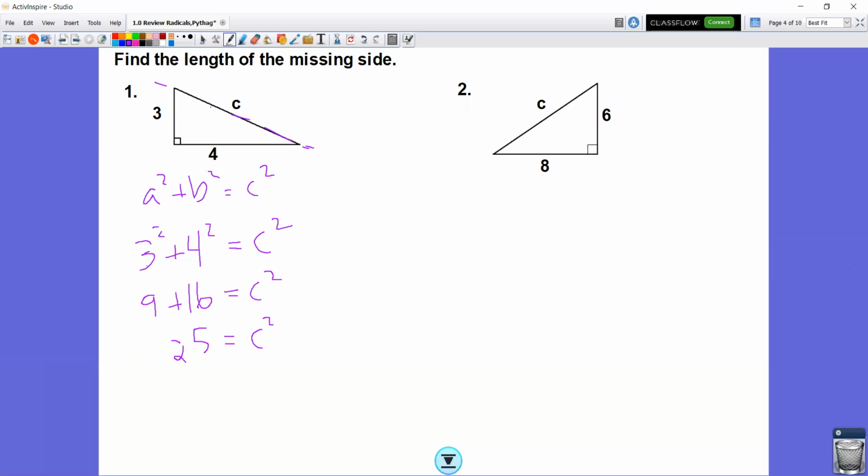Sometimes people think they're done, but I'm not looking for C squared. I'm looking for C. So now I need to take the square root because that's how you unsquare something, right? It's all about the game of the opposite. So I'm going to take the square root here. The square root of 25 is 5. So 5 equals C. If you wanted to label your triangle, you could do like that.